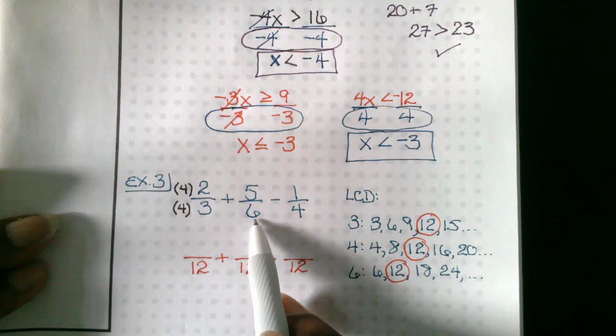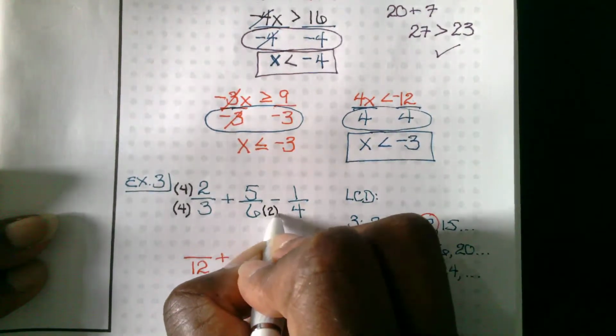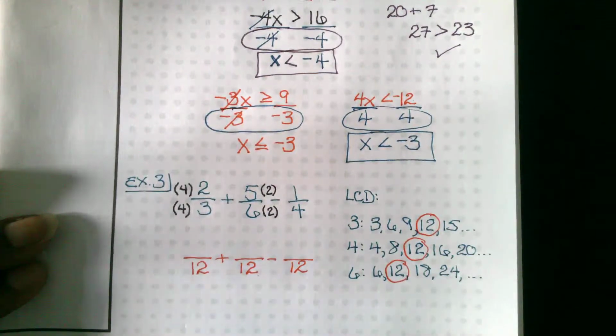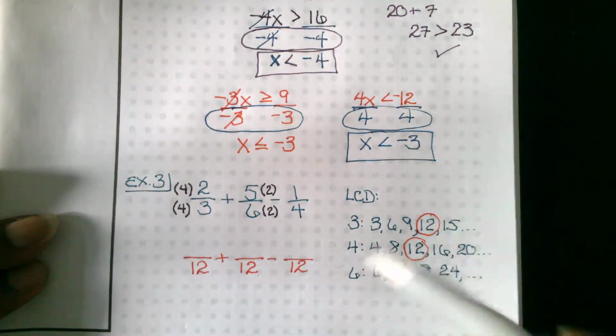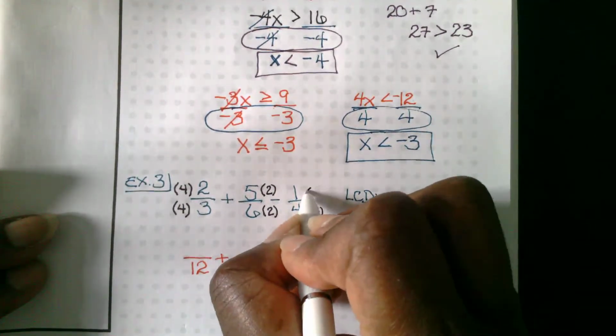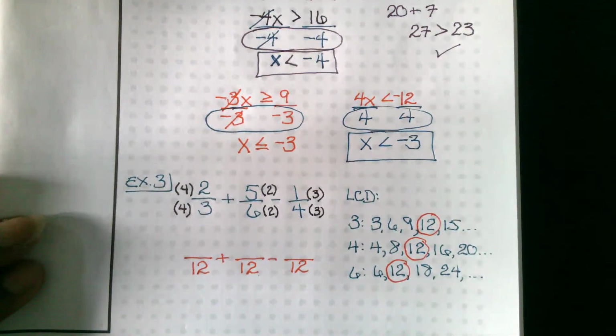How do I change the 6 to a 12? I can multiply it by 2. Whatever I do in the denominator, I also do in its numerator. And if I want to change this 4 to a 12, I need to multiply by 3. Whatever I do in the denominator, I also do in its numerator.